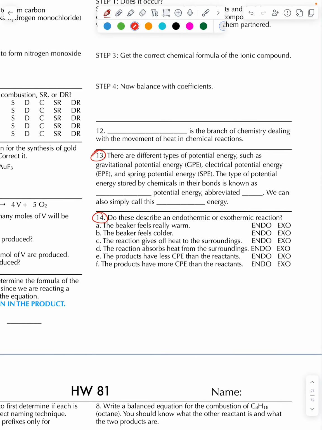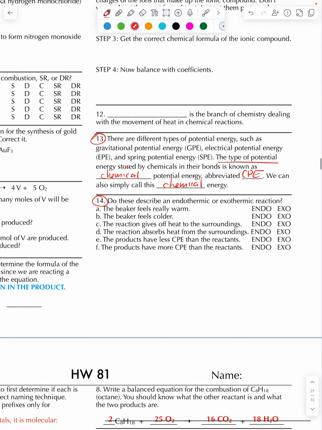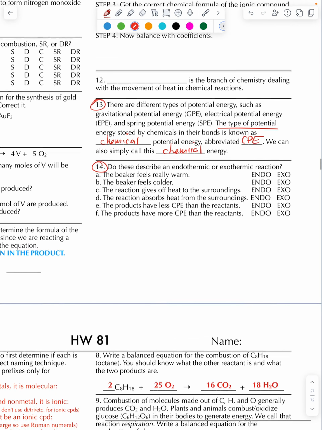Then we learned a little bit about thermodynamics. So let's just go ahead and do this. We'll skip to the answer here. The type of potential energy stored by chemicals in their bonds is known as chemical potential energy, or CPE. Sometimes it's called chemical energy. And yes, in sophomore chemistry, this is going to be a much deeper subject. We'll end up calling that CPE pretty equivalently enthalpy.